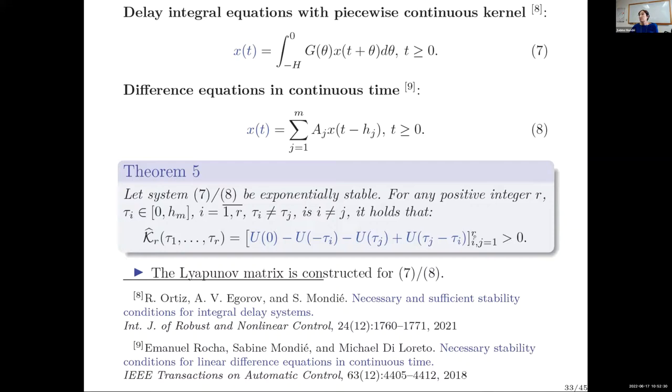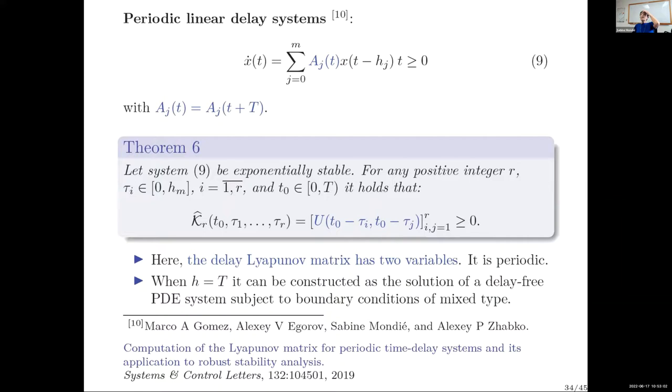Okay, the integral equation, the fundamentals have been set in the work of Kharitonov and Daniel Melchor-Aguilar. But we also had to develop many results to be able to develop our machinery. And in both cases, the fundamental matrix is the same. Well, for the periodic linear delay system, in this case, the Lyapunov matrix is bidimensional.